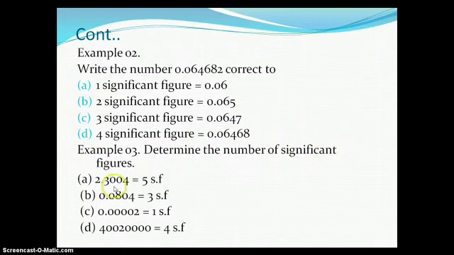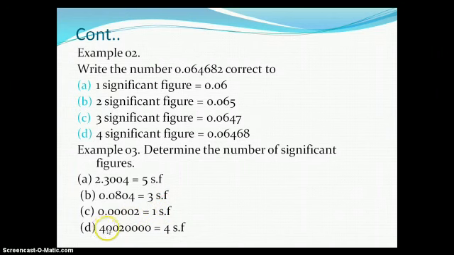For instance, this one. We have 1, 2. These zeros are significant figures. So the number of significant figures there will be 1, 2, 3, 4, 5. So there we have 5 significant figures. Here we have 3, meaning that 8, 0, and 4 are significant figures. So we have 3 significant figures. Here we have only 1 significant figure, this 2, because these zeros are not counted as significant figures. So we have 1 significant figure.